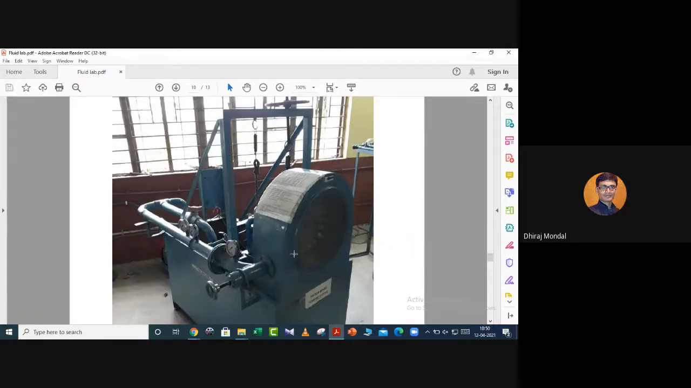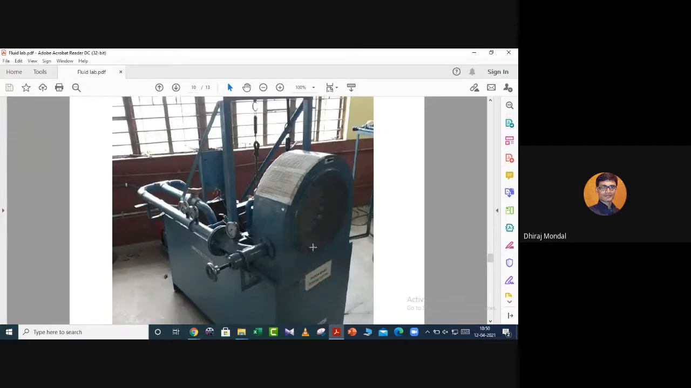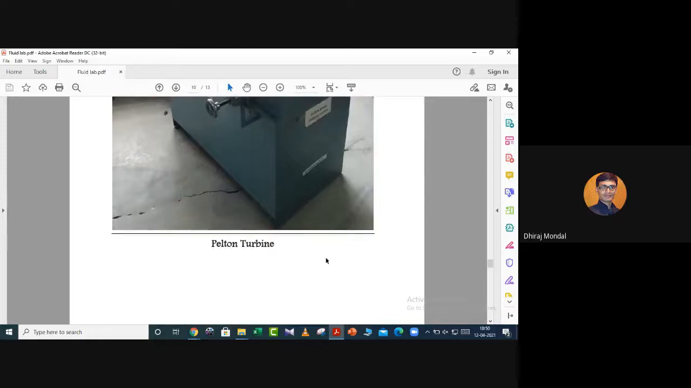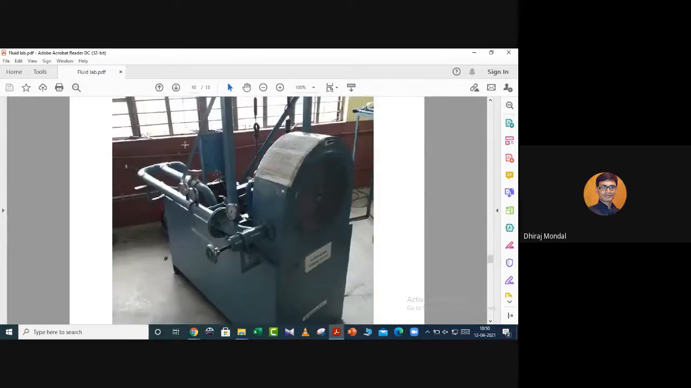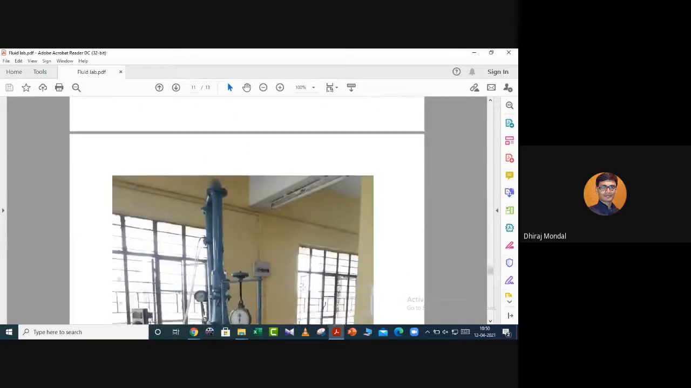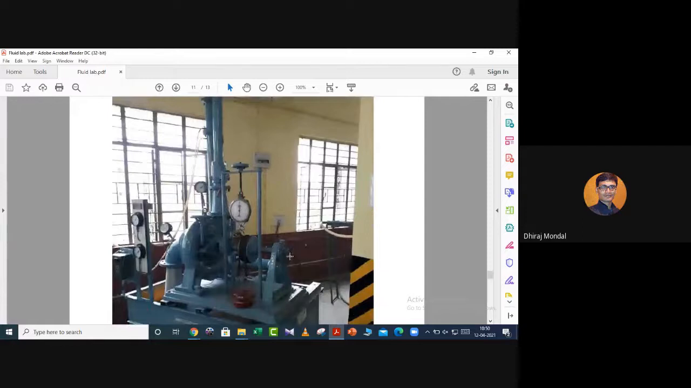So this is the Pelton wheel. Ultimately, I will be calculating the efficiency of the Pelton wheel, and I will be generating the head of the water with the help of the centrifugal pump. So from this point, I will be calculating the head. How can it be calculated? That will be discussed in the lab. Kamul sir will be there, and with the help of this centrifugal pump, we will be calculating the efficiency.